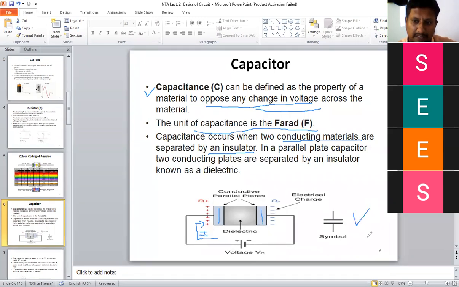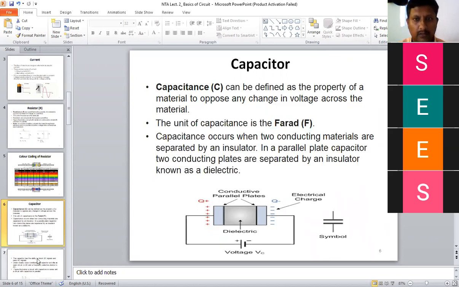So the symbol of the capacitor is like this. This is for ceramic or like this, but for electrolytic we can use this symbol also. This is the positive plate, the semicircular one is the negative plate. This is an electrolytic capacitor, and this is the ceramic or mica capacitor, which doesn't have any polarity. That symbol is represented by this one, and the electrolytic capacitor is represented by this symbol. So this is the definition of capacitance, the unit of capacitance, and how it gets formed.